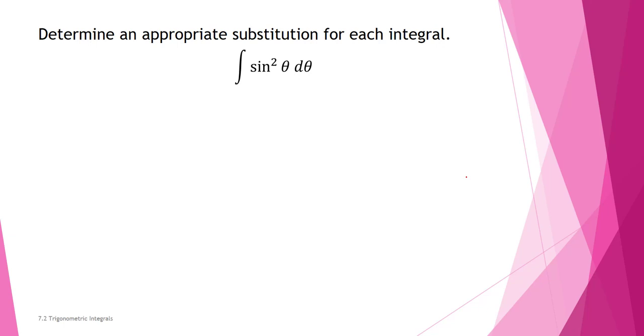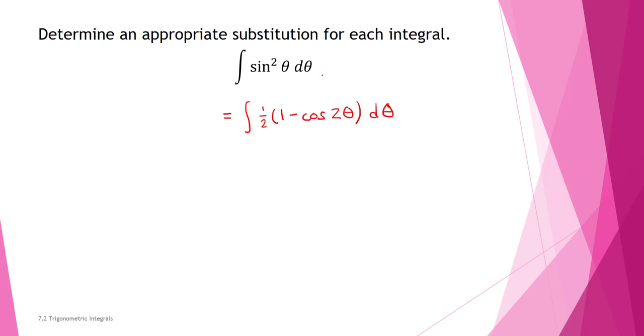Okay, one more. I have the integral of sine squared theta d theta. What I'm noticing is that I do not have either a sine or a cosine with an odd exponent, so this is the time that I need to use those power reduction formulas. So the power reduction formula tells me that sine squared theta is 1/2 times 1 minus cosine of 2 theta.